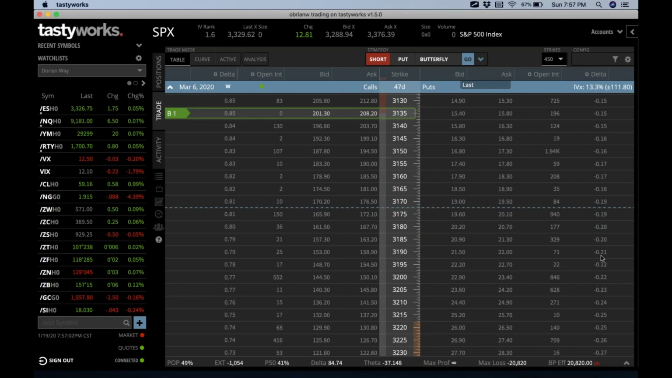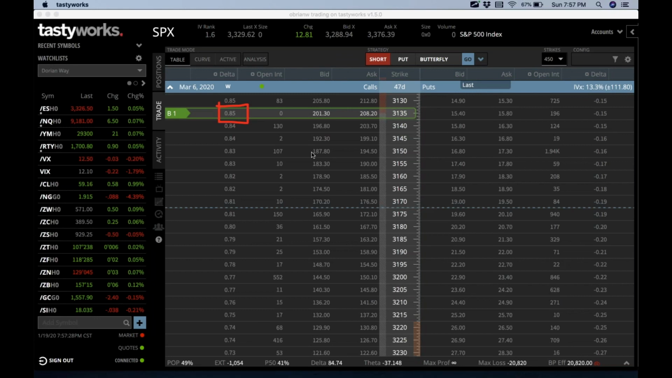So this is the 85 delta that we're looking at here. Once again, this is the delta, and that means that this option is going to move 85 cents for every dollar that the SPX moves. But even if that delta was 100, that would mean it would move $1 for every dollar the SPX moves. And you can get an option that moves basically like that.